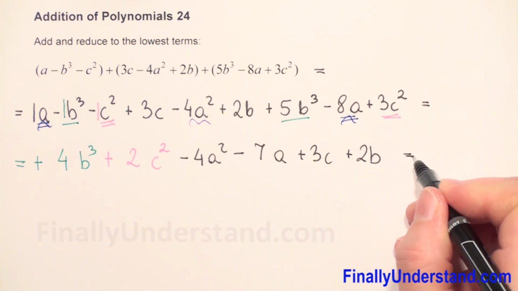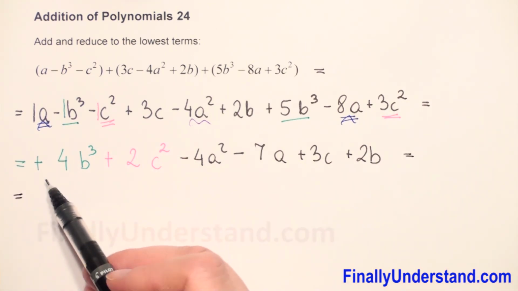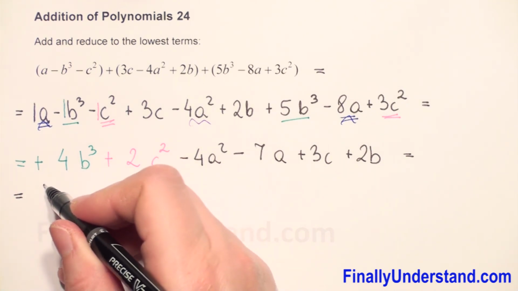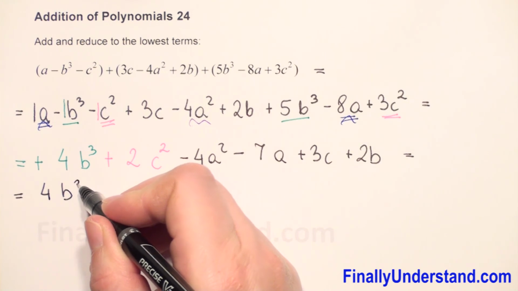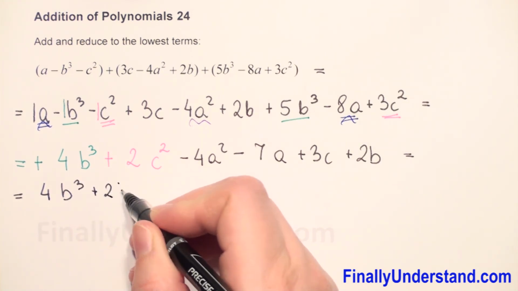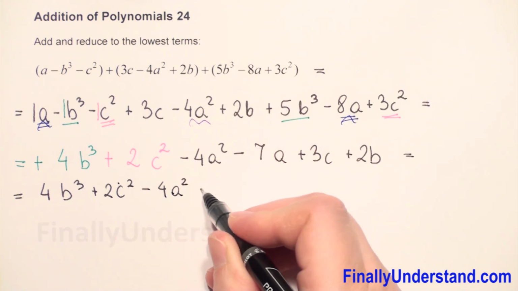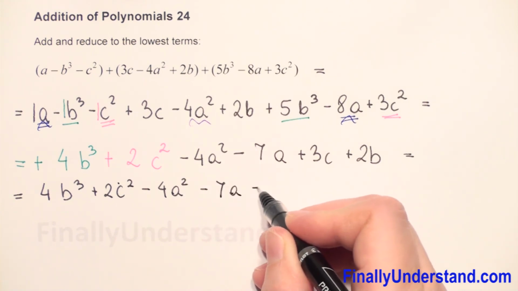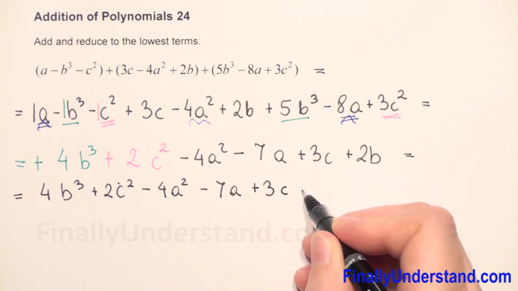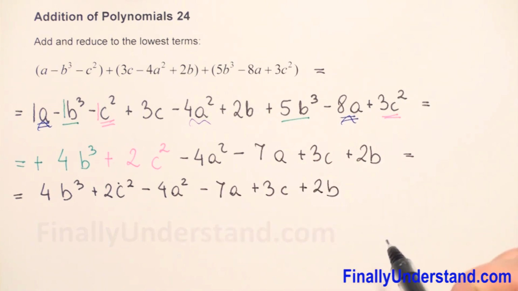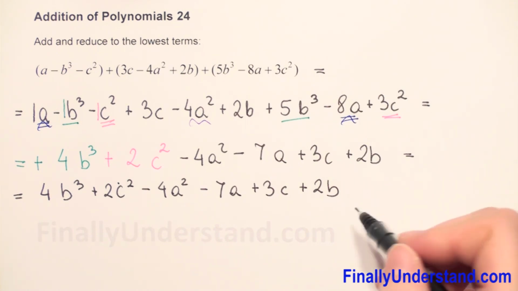So this is equal. We can rewrite, because we don't have to write a positive sign at the beginning. We just write 4b cubed plus 2c squared minus 4a squared minus 7a plus 3c plus 2b. If you want, you can write in alphabetic order. So this is my solution.